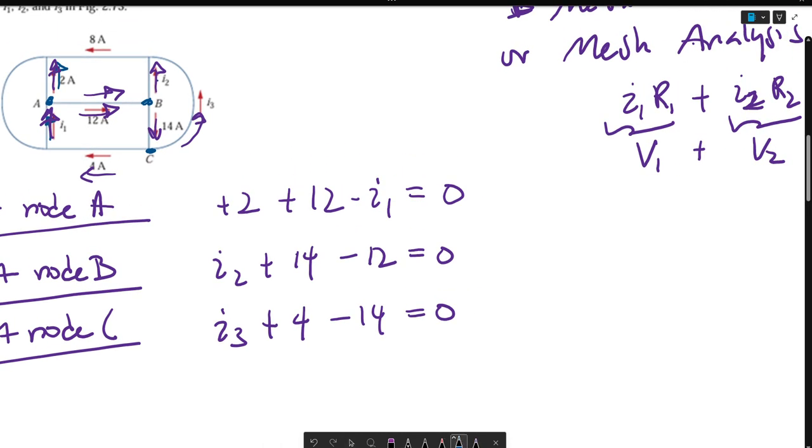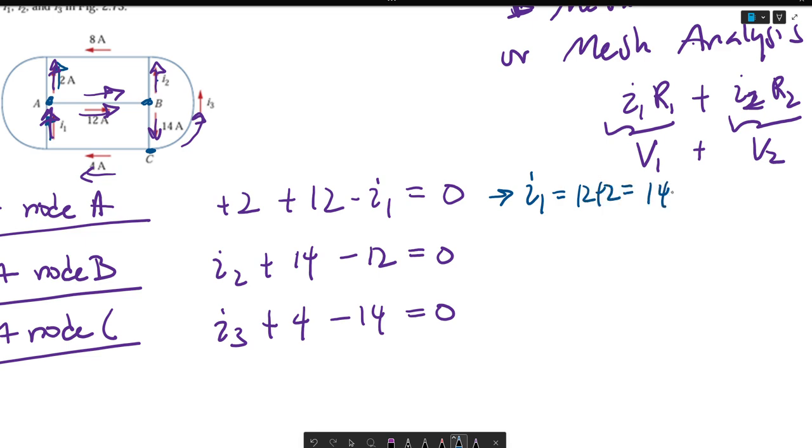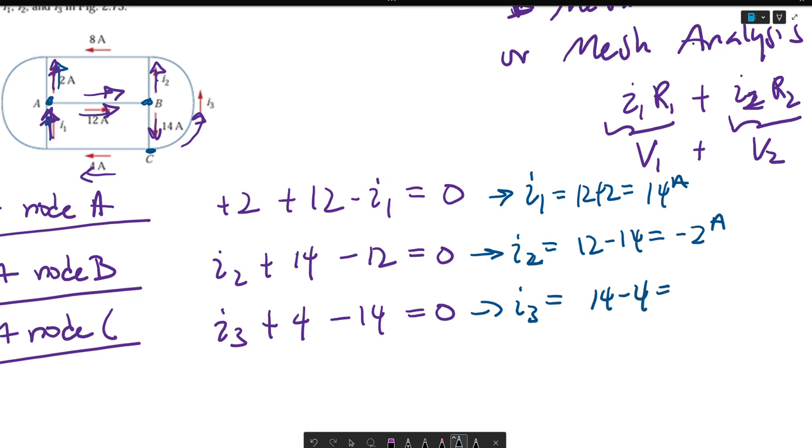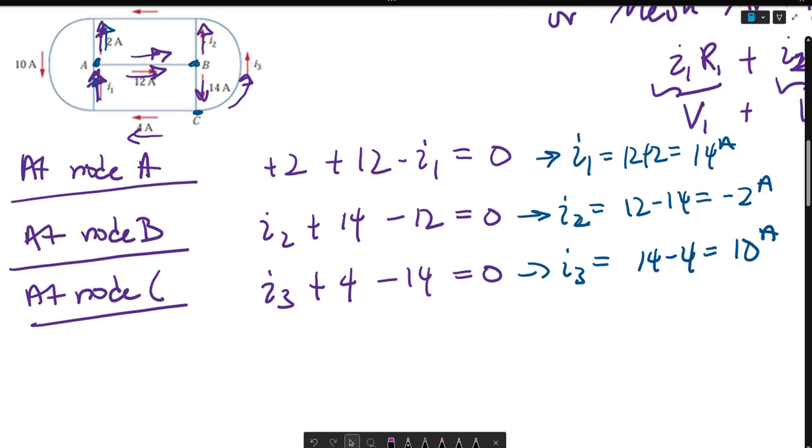And I can come here and say that I1 is then equal to 12 plus 2, which is 14 amps. I2 is then equal to 12 minus 14, which is negative 2 amps. And I3 is equal to 14 minus 4, which is equal to 10 amps.